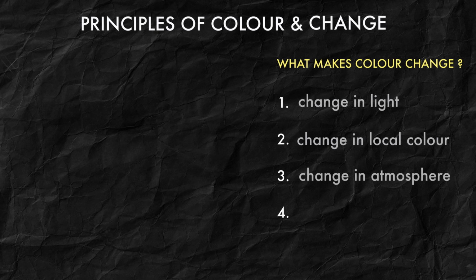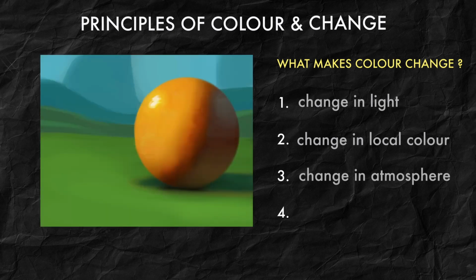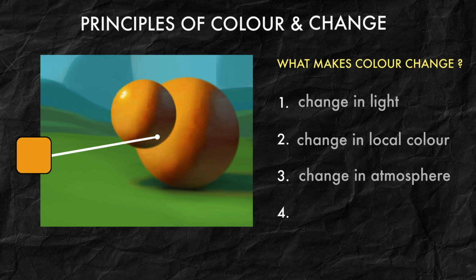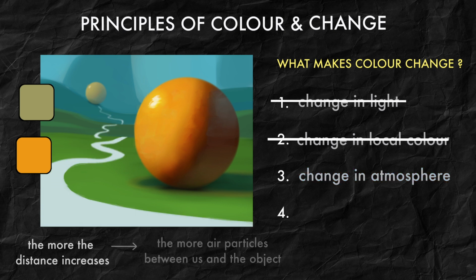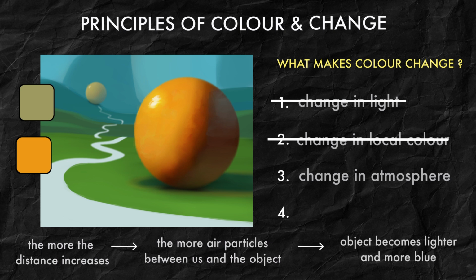Next is change in atmosphere. If I were to take the same colored ball in the same light, but push it way back into the horizon on some mountains, then the color changes again. The ball hasn't changed color, it's still an orange ball, and even though it's far away, light is still hitting it. So the color change is not due to local color or light. Now, it is because of atmosphere. The more the distance increases, the more air particles and clouds and dust increase between us and the object. All of those particles interfere with our vision. Generally, the object becomes lighter and more blue, as there is now more influence from blue skylight.